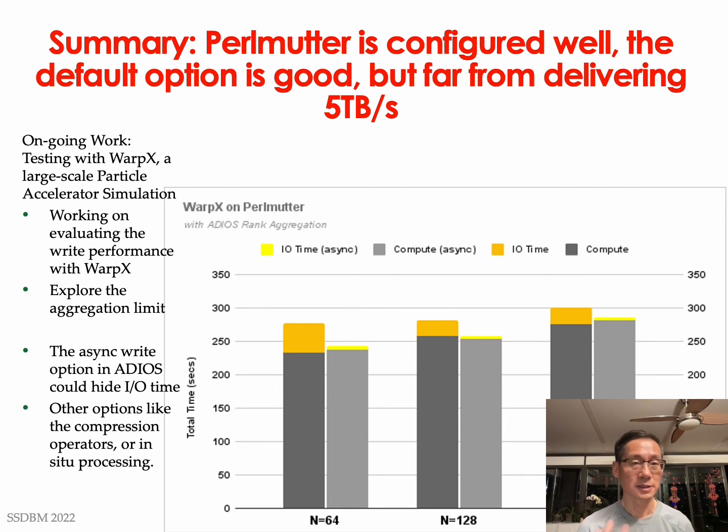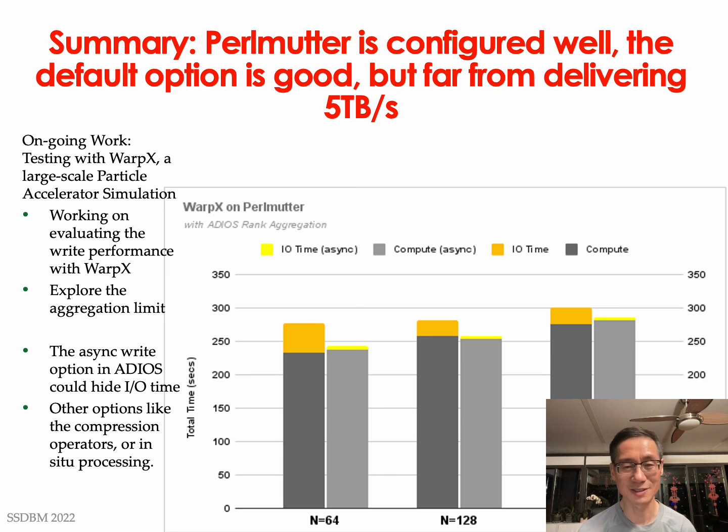Now, the summary is here. So Perlmutter seems to be configured very well. The reason I say this is the default option is very competitive against the manually set options. However, even with this relatively good performance, we're not able to achieve 5 terabytes per second. So additional work is necessary here. We are doing a lot more testing at the moment, and I promise to show some scientific simulation.